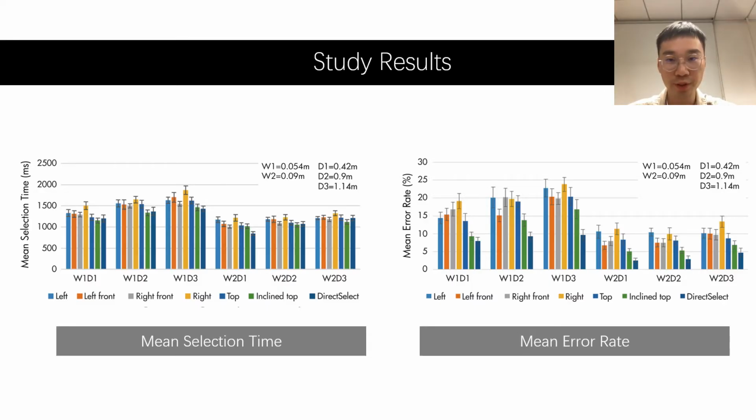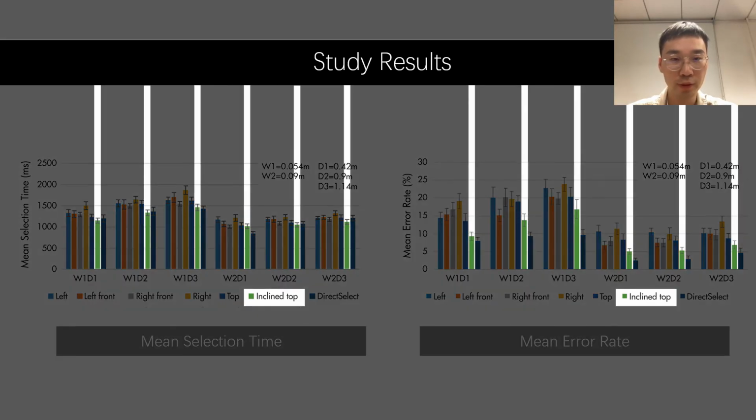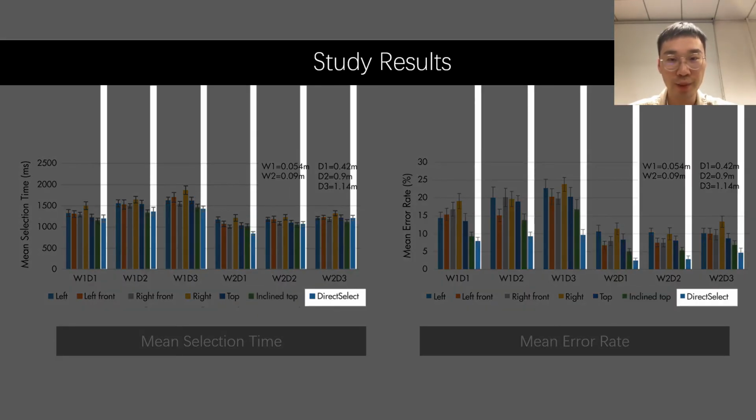Results show that the most efficient position to place the mirror was the inclined top. We also found that vMirror could be as efficient as direct select, even though having higher error rates. This may be because objects appear smaller and distorted in vMirror.